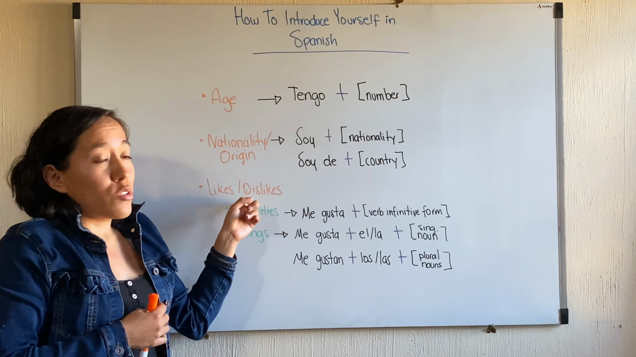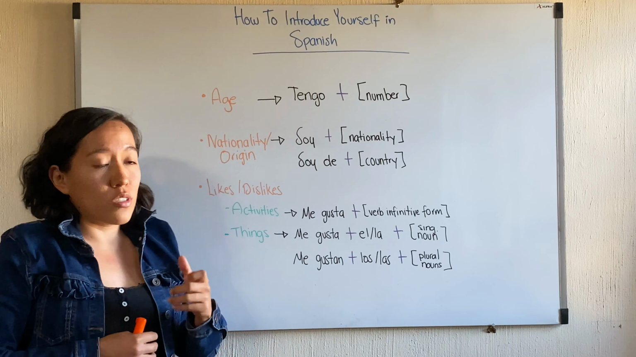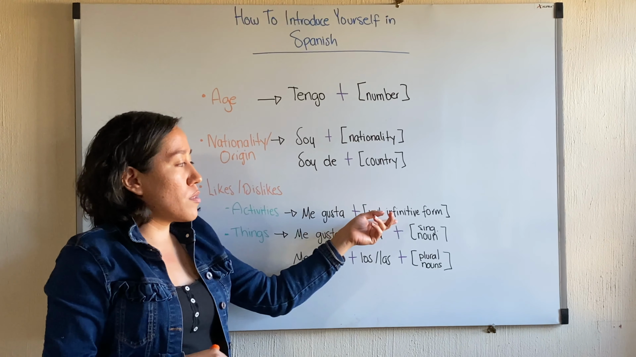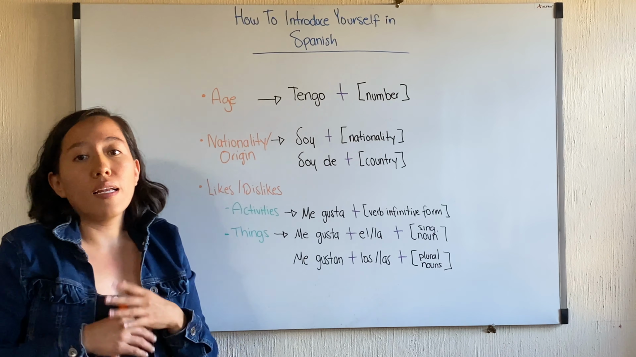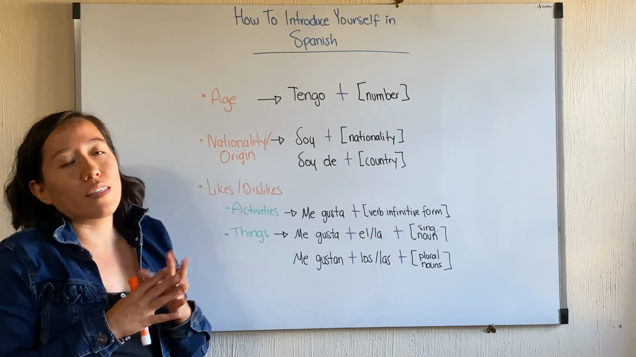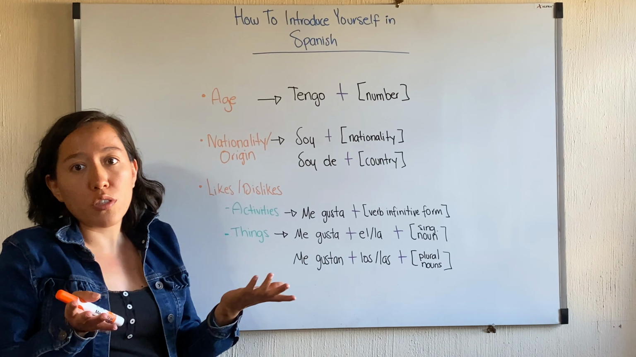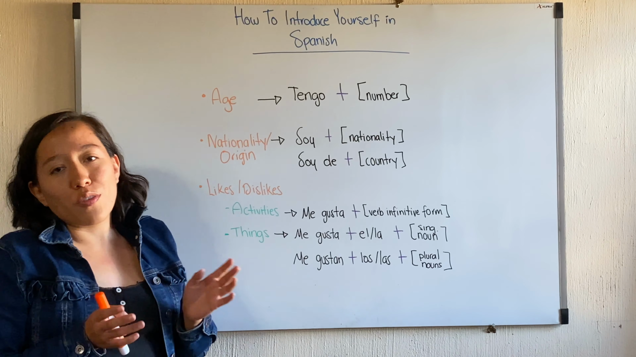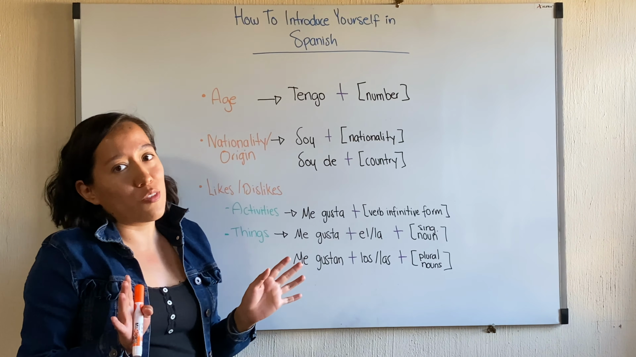When it comes to your likes or your dislikes, you have three different structures that you can use. One is exclusive for activities. Me gusta plus verb in infinitive form. Me gusta leer. Me gusta ver televisión. I like to read. I like to watch TV, for example. And when you're talking about things that you like or dislike, for example, me gusta el café. But if you're talking about many things, you have to use a plural structure. For example, me gustan las galletas. I like cookies. I'm sorry, I'm always hungry, so most of my examples are going to be about food.